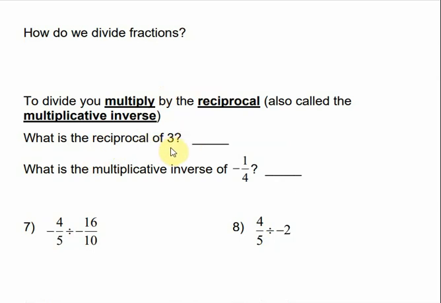So the reciprocal means that we flip our number. So if I were to take the reciprocal of 3, how could I flip 3? Well, remember I said any whole number, we can change it to a fraction by putting it over 1. So now if I flip that or take the reciprocal of that, I get 1/3.